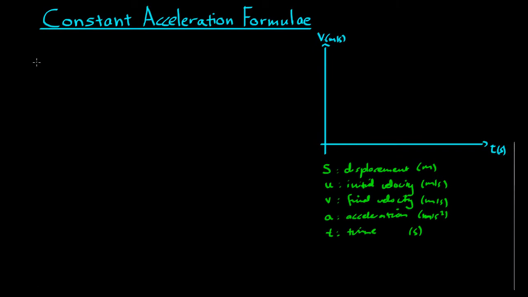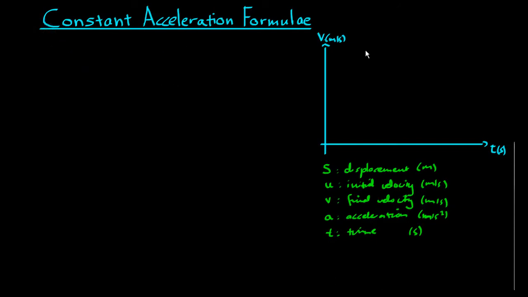Now the final formula doesn't so much deal with the area under a graph, but it is a type of energy formula, and it looks like this: V squared equals U squared plus 2AS. This formula is very useful when you're given the distance something moves, the acceleration it moves at, and the initial velocity, and you can use that to work out the final velocity. Although I can't represent this graphically, later when we do energy we'll see why this particular formula works.